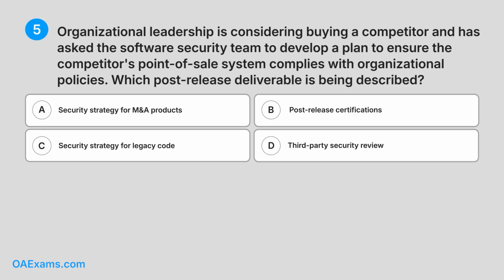5. Organizational leadership is considering buying a competitor and has asked the software security team to develop a plan to ensure the competitor's point-of-sale system complies with organizational policies. Which post-release deliverable is being described? A. Security strategy for M&A products. B. Post-release certifications. C. Security strategy for legacy code. D. Third-party security review. What do you think is the answer?